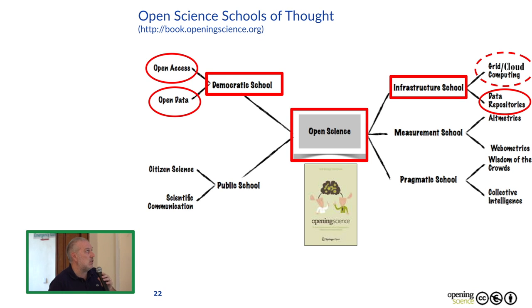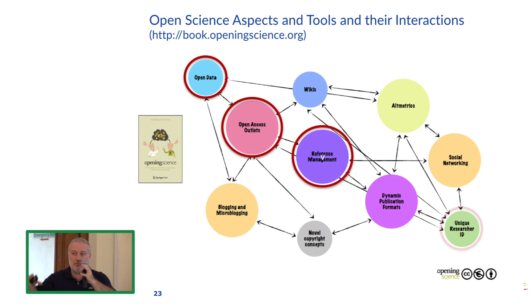There are several schools of thought of open science. It means that enabling open science needs different aspects and components. In this presentation I will mention two things. The so-called democratic school, where open access and open data are the most important enablers, and the infrastructure school, where data repositories and cloud computing infrastructures are the most important enablers of open science. So open science is a combination of different aspects, and I will mention today a few of them. Open access, reference management, unique researcher ID, and digital object identifiers for documents and data.